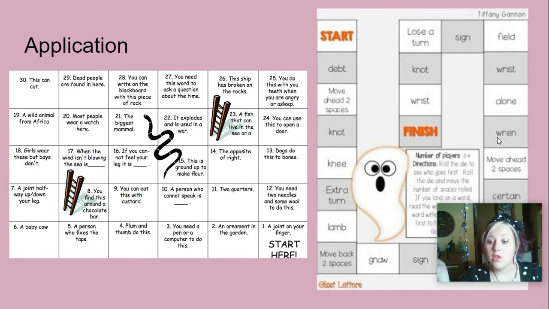Okay, application, we are going to play some games with beginning silent letters, or I will assign you something to do with your silent letters.